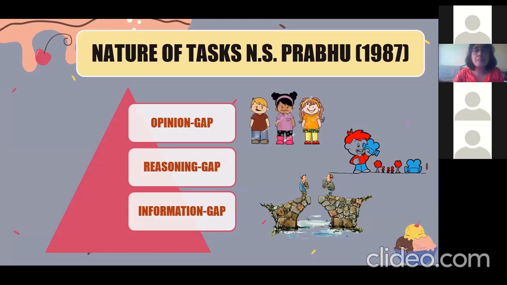Then the opinion gap. Opinion gap is when particular information is given and the learners are asked to come forward with their own perspectives. It is very important that we encourage students to come up with their own perspectives, or to look at a particular topic or aspect from different perspectives. This actually helps them to think of something new or something different. Most of the time, the learners are not able to think of something new or something different, so it becomes very difficult for them.